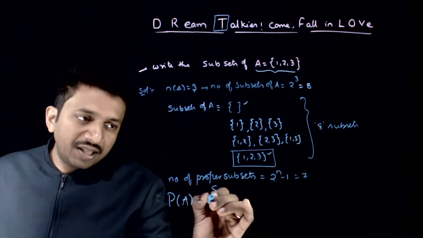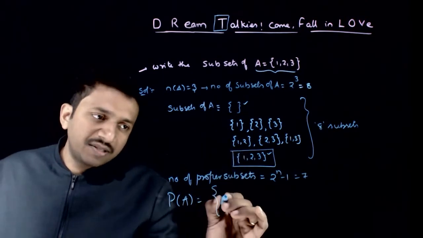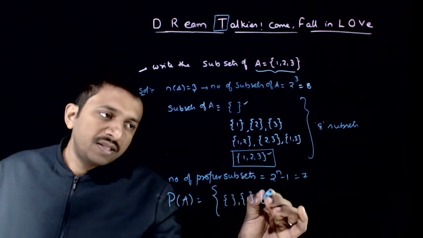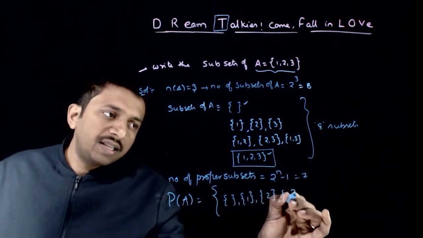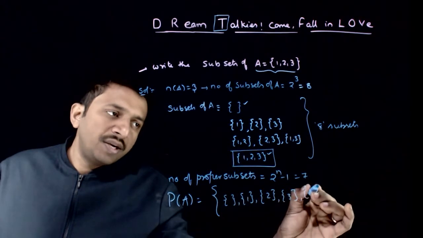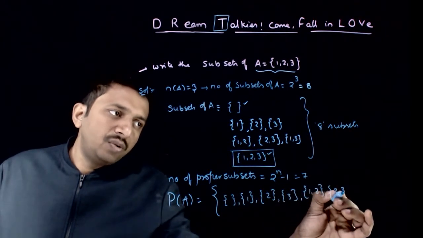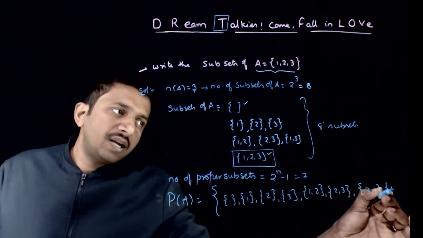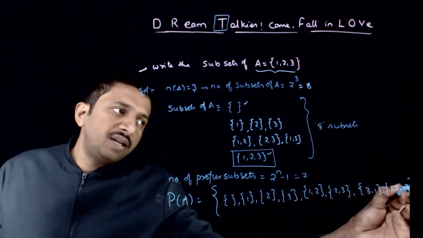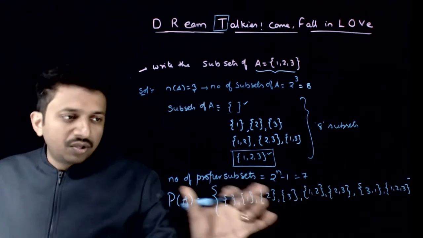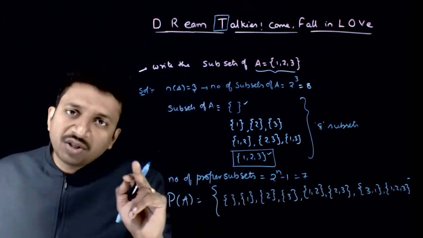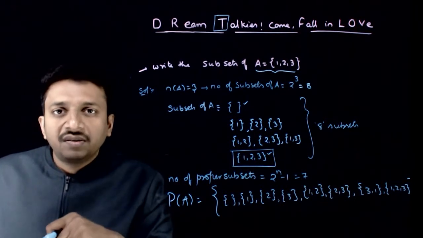And if you are asked to find the power set of A, the power set of A is nothing but a big set containing all these subsets. Set 1, set 2, set 3, set 1, 2, set 2, 3, set 3, 1, set 1, 2 and 3. So this is the power set of A. It contains 8 elements, that is 2 power n elements.